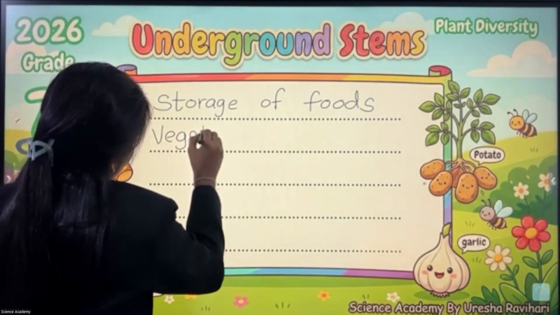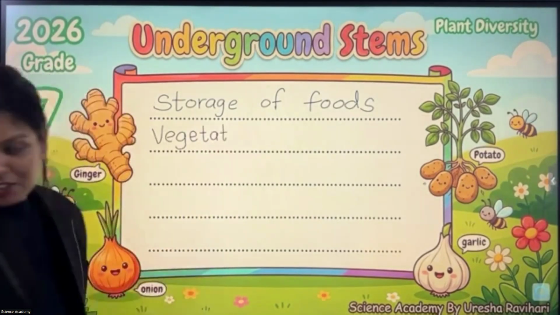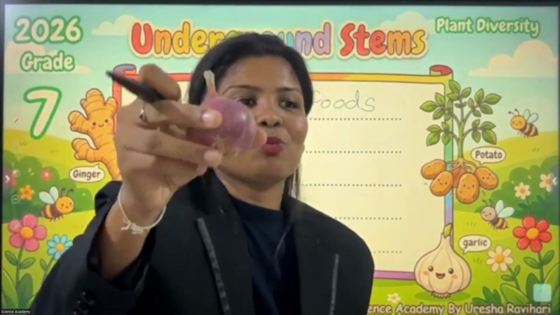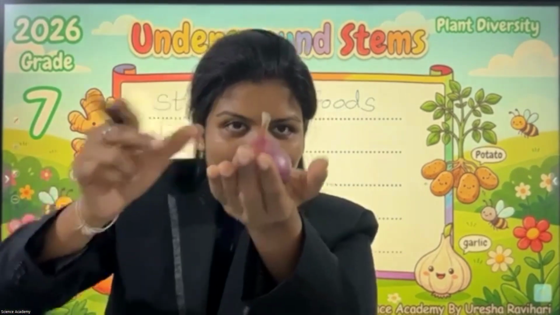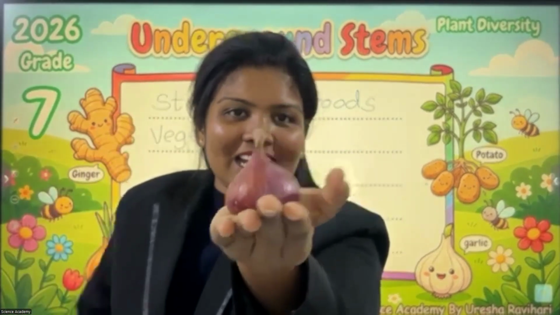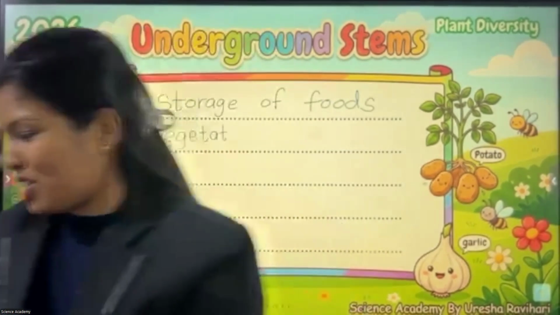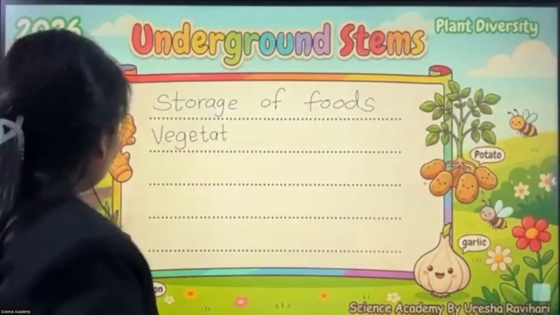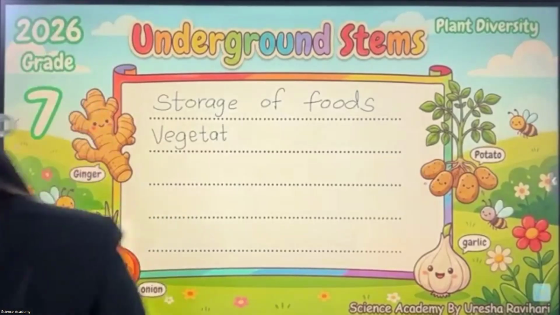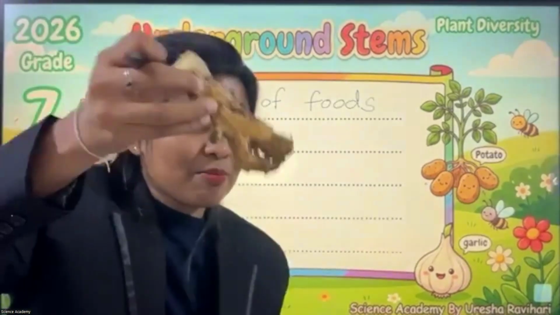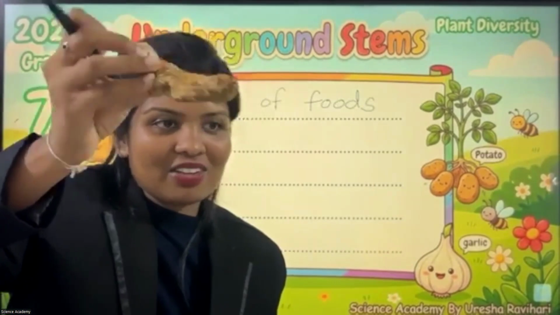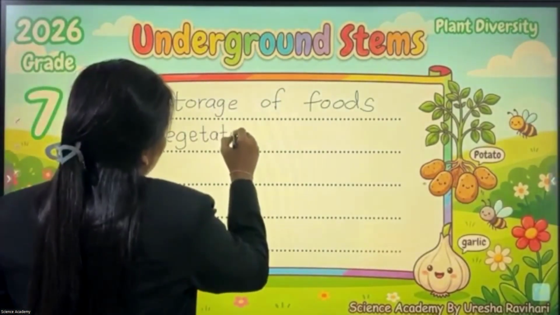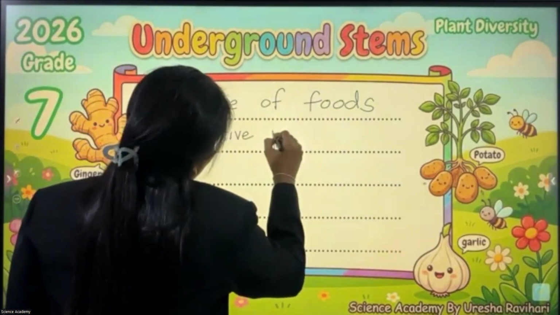Vegetative propagation means, children, as I told you, if you have this kind of onion, we can get another new plant. If we have this underground stem, we can get a new plant in the future. If you have garlic, potato, or ginger also, we can establish it on the ground and form new plants. Vegetative propagation.